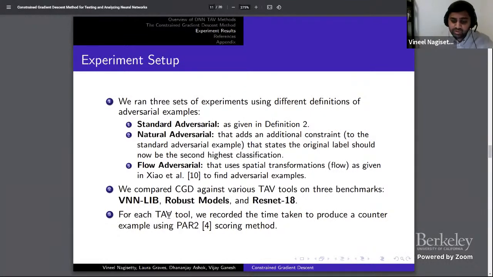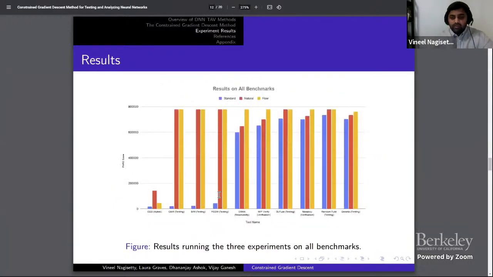So for each of these tools, we give it a certain amount of time, and we record the time taken to produce a counterexample or provide a certificate of guarantee if it can provide that. And we are using par2 scoring method to calculate. Essentially what we're doing is if a method runs out of time, we're penalizing it by adding twice the amount of time limit. So here are some of our results.